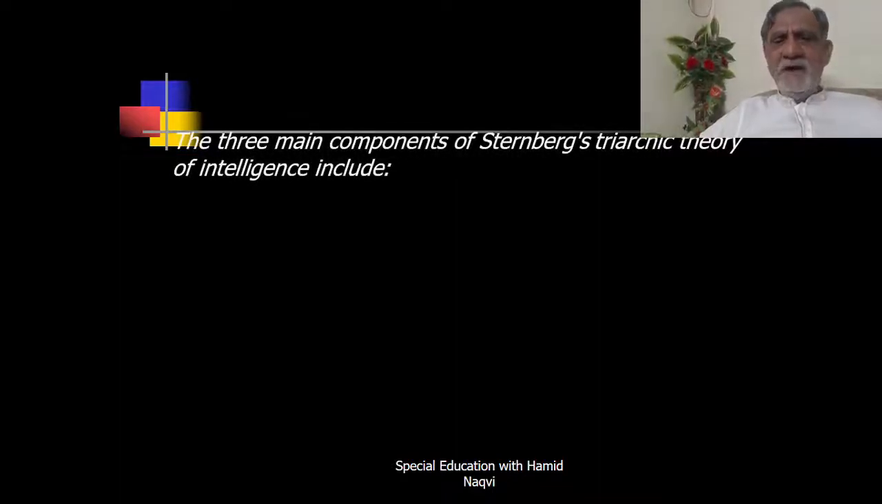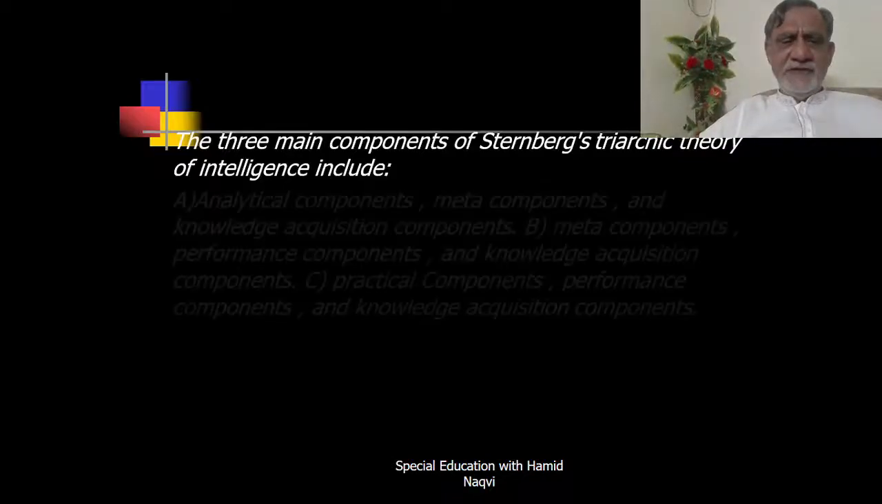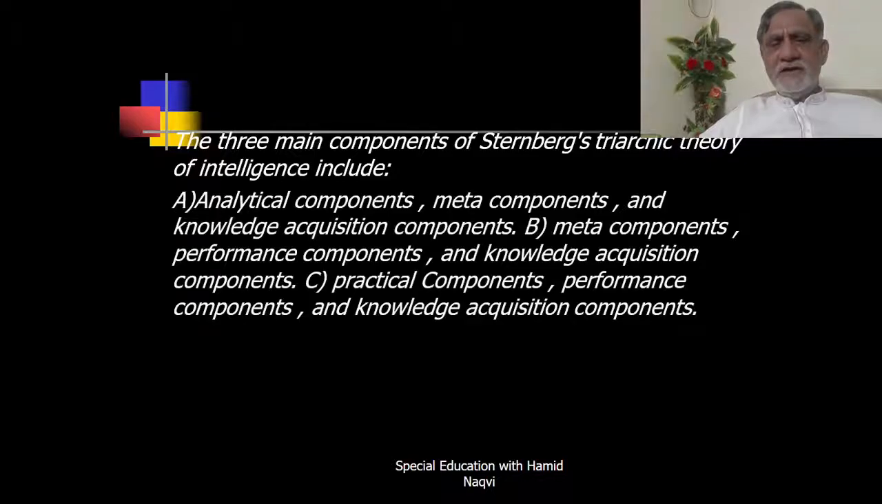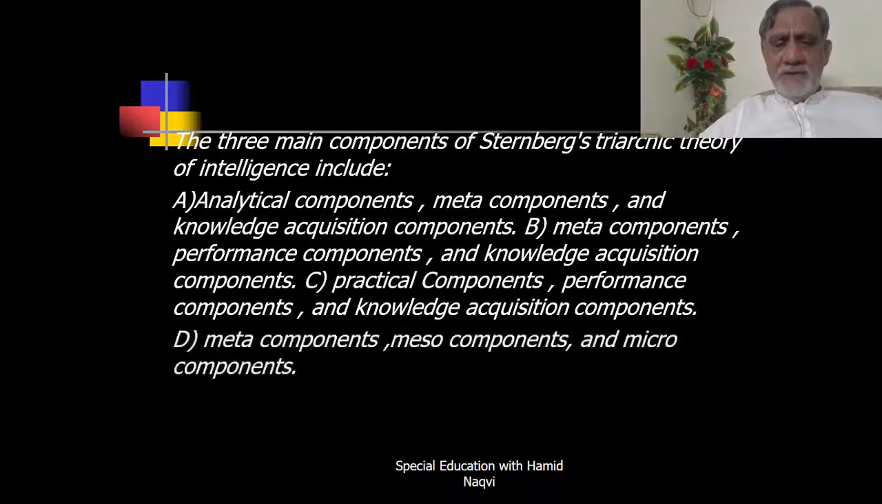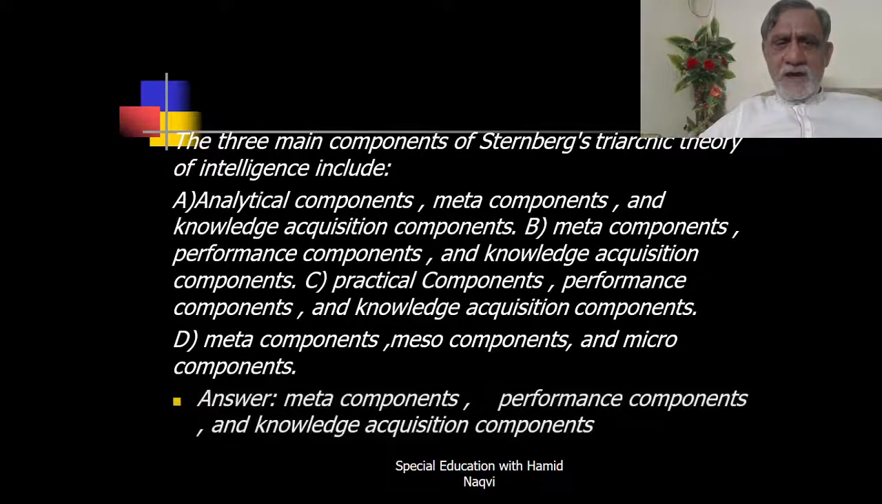The three main components of Sternberg's triarchic theory of intelligence include: A, analytical components, meta components, and knowledge acquisition components. B, meta components, performance components, and knowledge acquisition components. C, practical components, performance components, and knowledge acquisition components. Or D, meta components, method components, and micro components. Answer is meta components, performance components, and knowledge acquisition components.